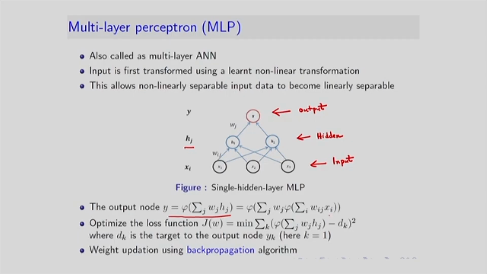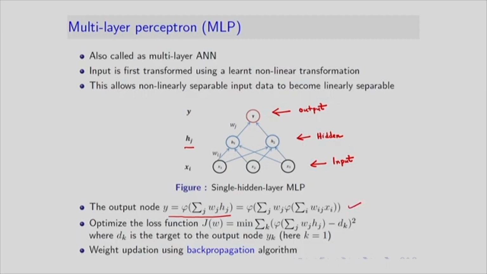Because what is the output in the node h1 and h2? That is nothing but the input xi multiplied with the corresponding weights. The weights are wij. So corresponding to hj, that is the output, my input is xi. So xi is multiplied with the corresponding connecting weights, wij, and we are considering the activation function phi. So I can represent like this.